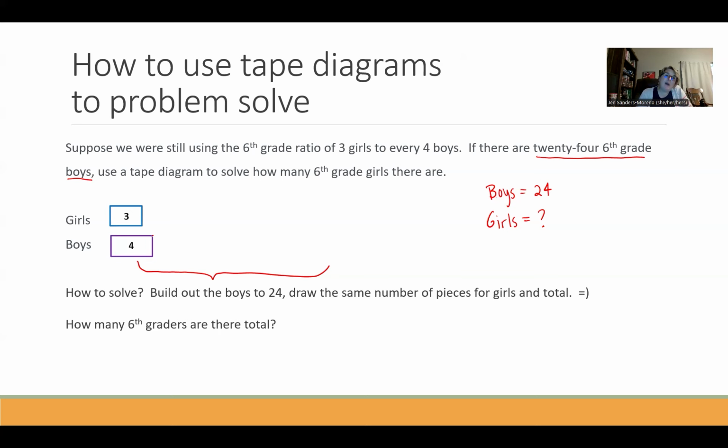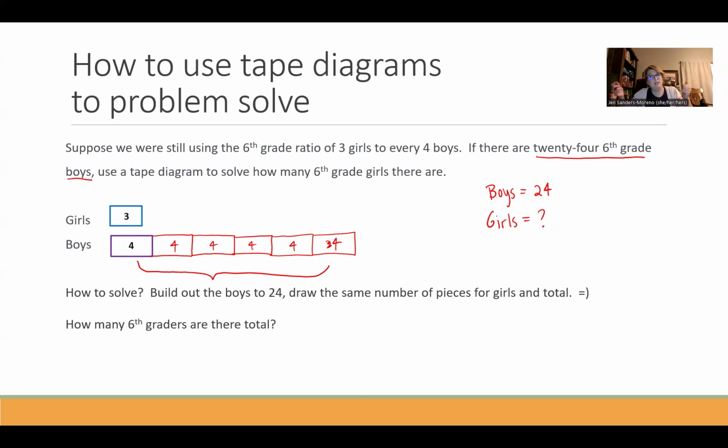So they could draw them one by one, right? So here's another 4, so that's 8. Another 4, that's 12. Another 4 is 16. 20. Oh, I almost wrote 24. 4 more is 24.